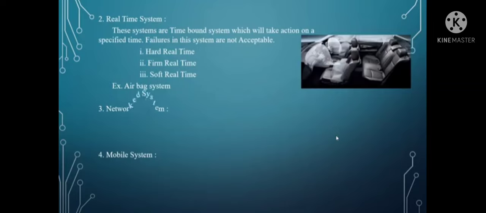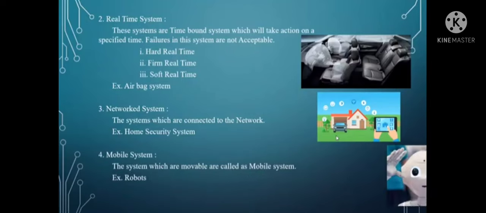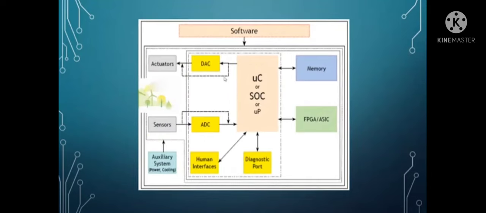Next, network systems. What is a network system? Systems which are connected to a network like Wi-Fi, Bluetooth, etc. are called network systems. Example, home network system, home security system. Next, mobile system. Embedded systems which are movable are called mobile systems. Example, robots. Next, these are the components of an embedded system, which consists of software and hardware: microprocessors, microcontrollers, memory, ADC, DAC, and so on.